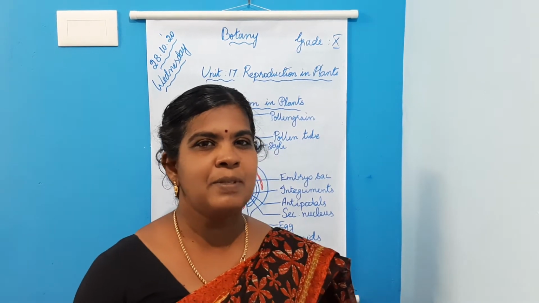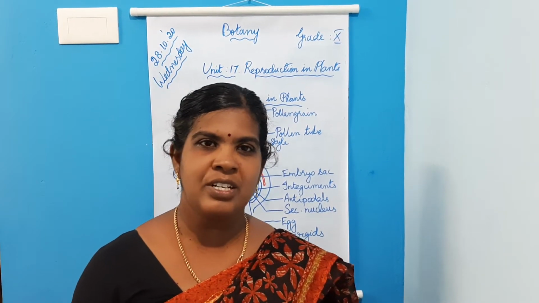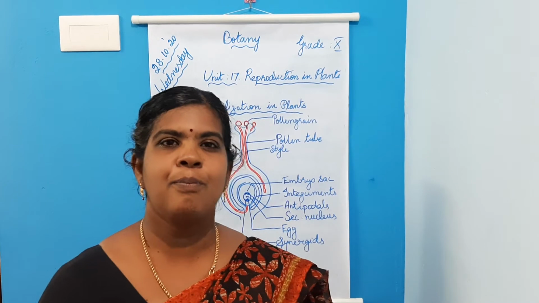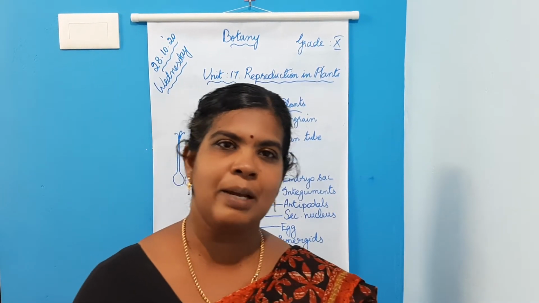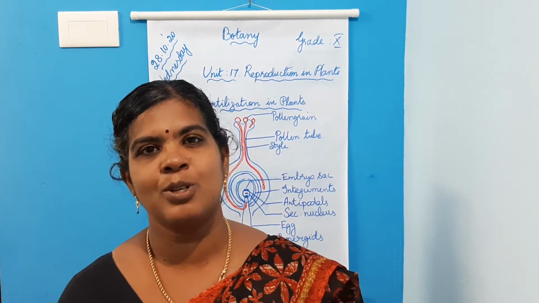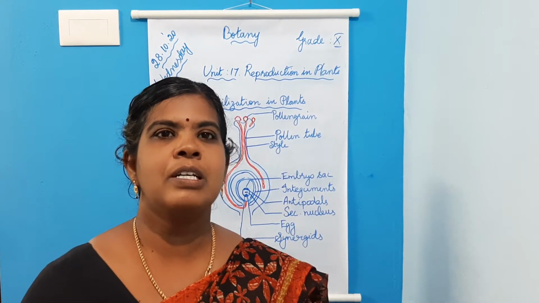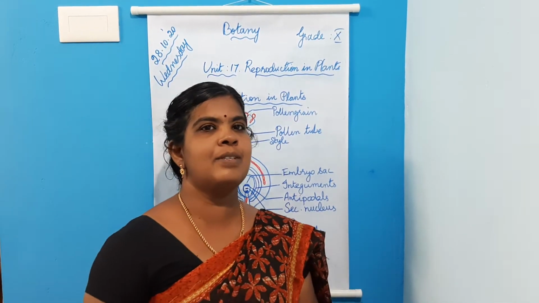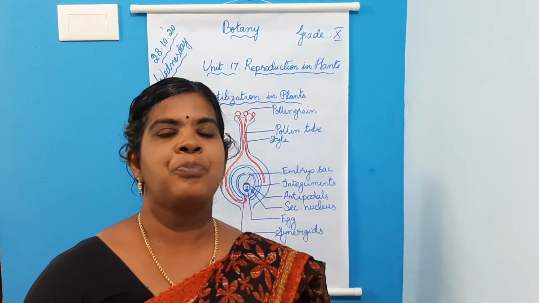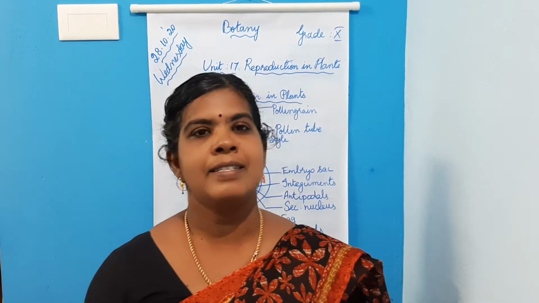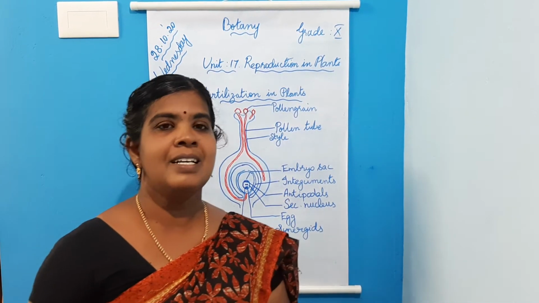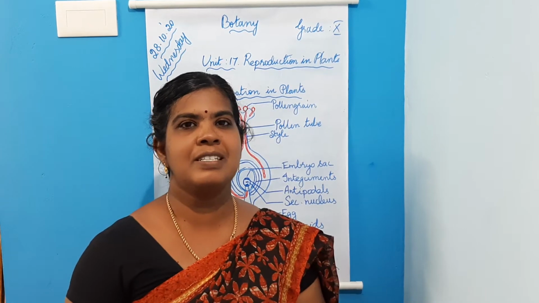What are the two types of pollination? Self-pollination and cross-pollination. Self-pollination is also called autogamy and cross-pollination is also called allogamy. You learnt about the advantages and disadvantages of both, isn't it? Today, we are going to learn about the second process, that is fertilization. There are two processes involved in sexual reproduction in flowering plants. First process is pollination, second one is fertilization.